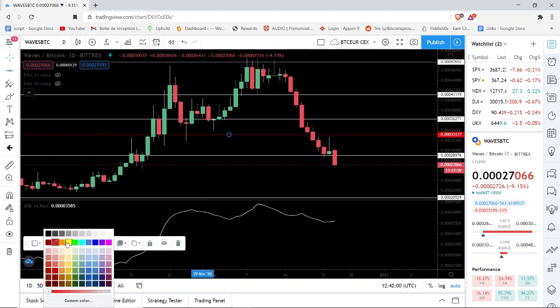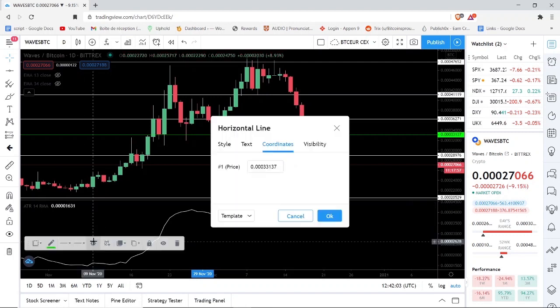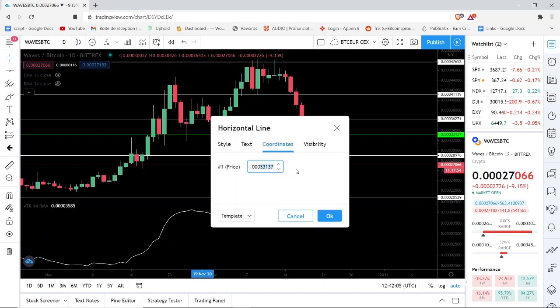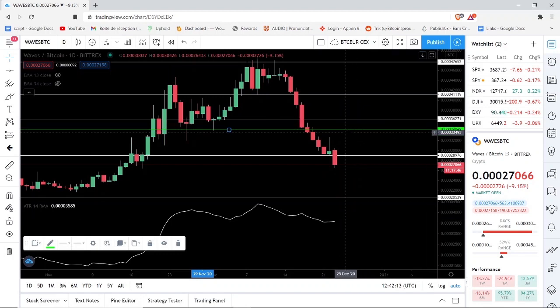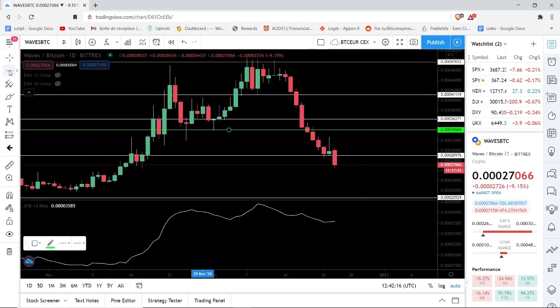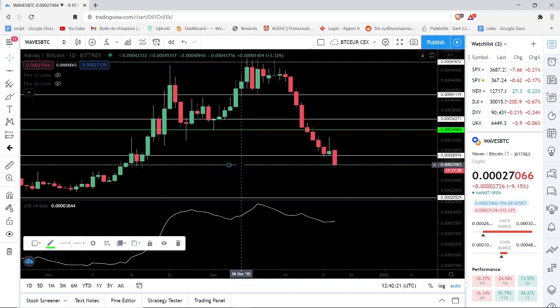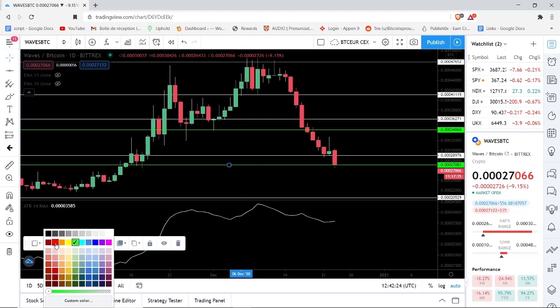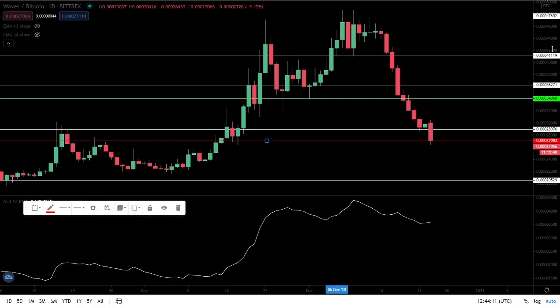I'm going to make it green, and I'm going to change the value to 34,068. So this is our buy order, this is our stop loss, and I'm going to do the same for our sell order, which is going to be here, and I'm going to make it red. Now it's the opposite. Our buy order, which is the green line, is our stop loss, and the red line is our sell order, which is our entry.